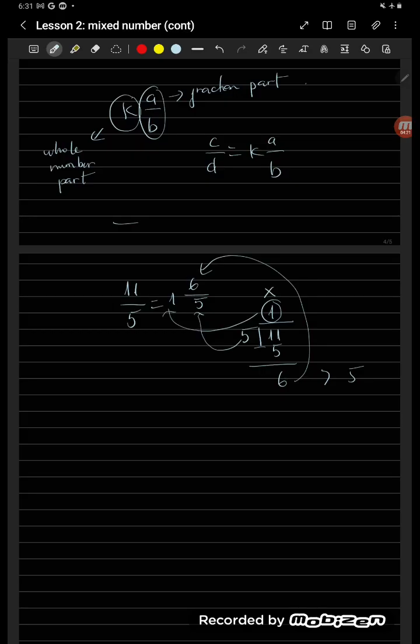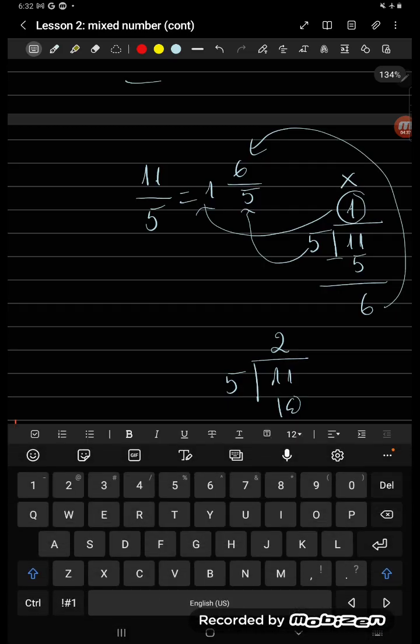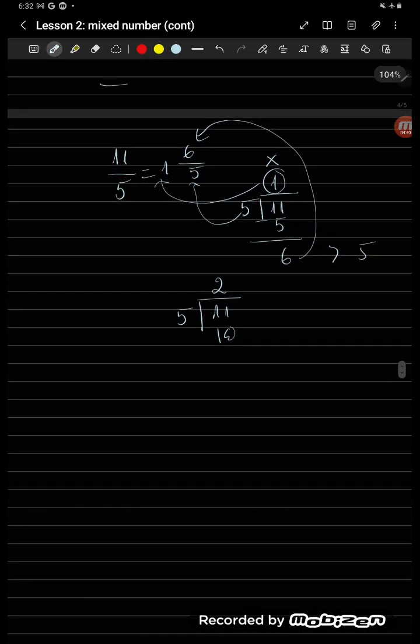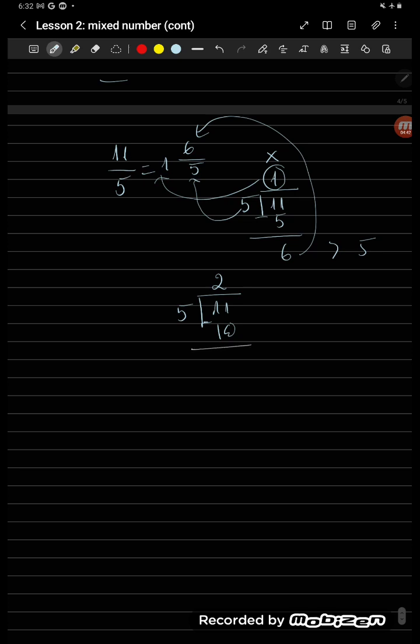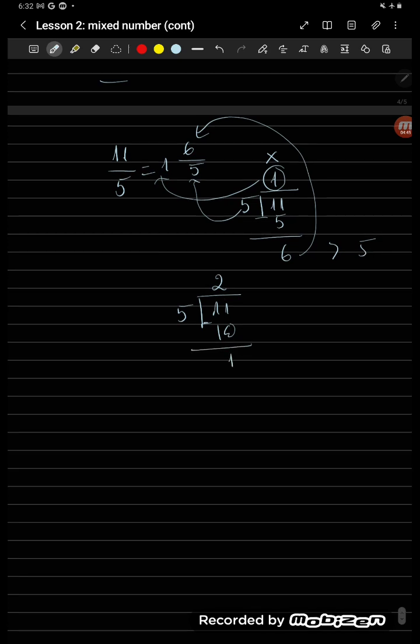So what is the correct one? 11 divided by 5. Now the quotient is not 1, it should be 2. 2 times 5 is 10, because 10 is the closest number to 11 that can be divided by 5. So 11 subtract 10 is 1. Now you check the remainder is smaller than the divisor, right? 1 is smaller than 5. Now it is correct.